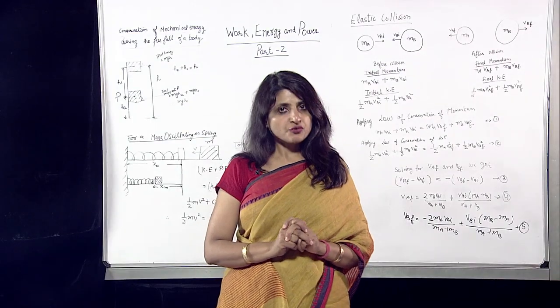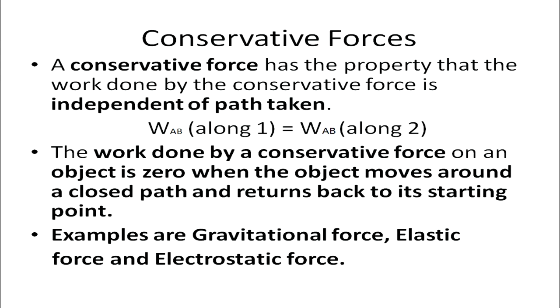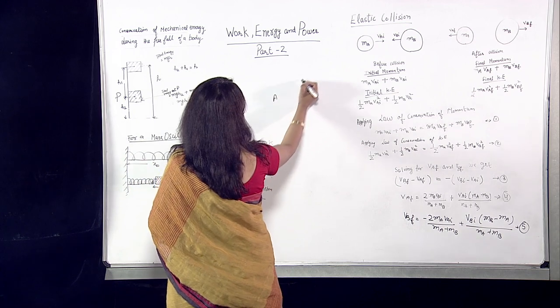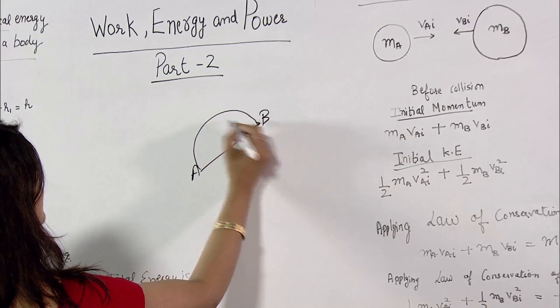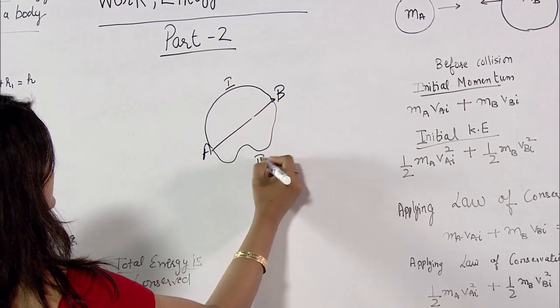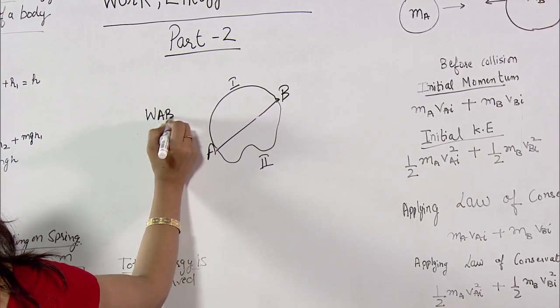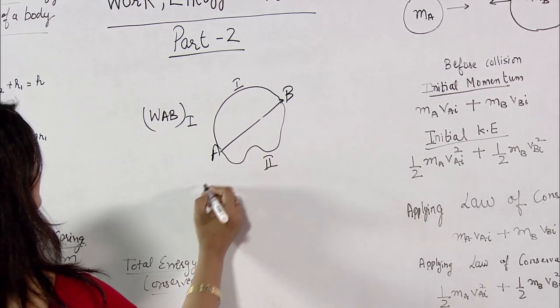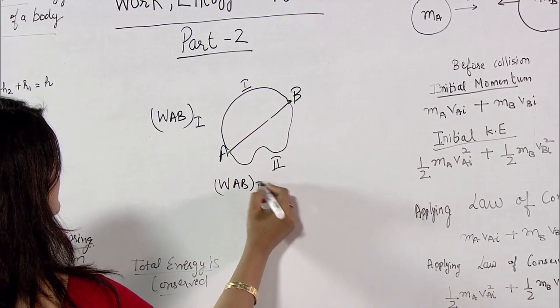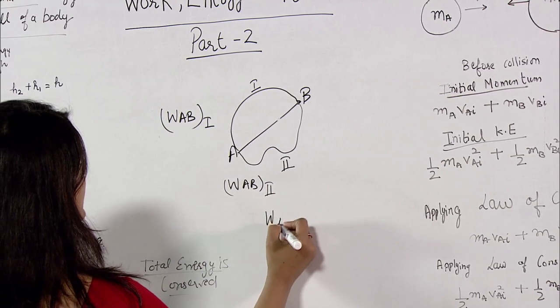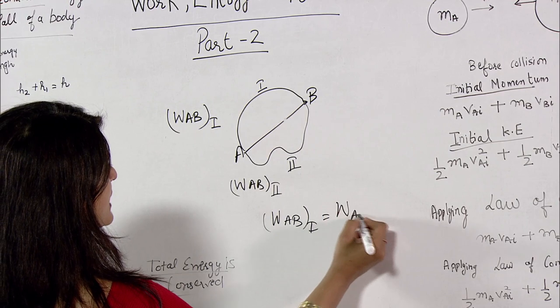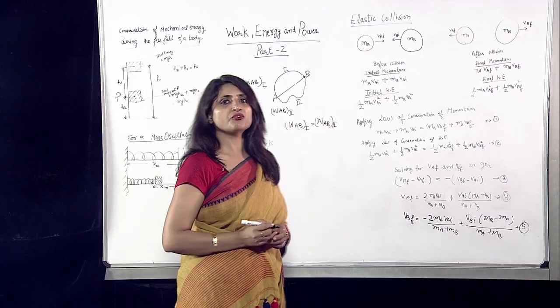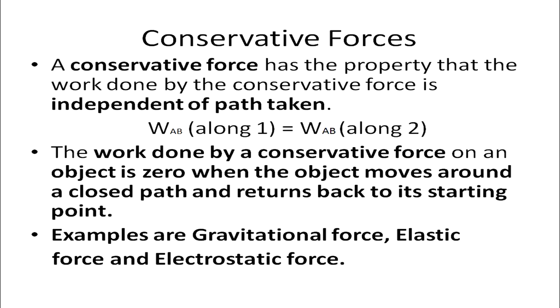Let's talk about the conservative forces. These are forces which have the property that the work done by the conservative force is independent of the path taken. What is the path taken? In this case, there is a point A, we take it to the point B, and we can take two paths. There could be a path 1 and there could be a path 2. So the work done along path 1 is given by WAB1, and the work done from A to B through path 2 is given by WAB2. So when WAB1 is equal to WAB2, then we say that this is an example of conservative force. This means that it is independent of the path taken. WAB along 1 is equal to WAB along 2.